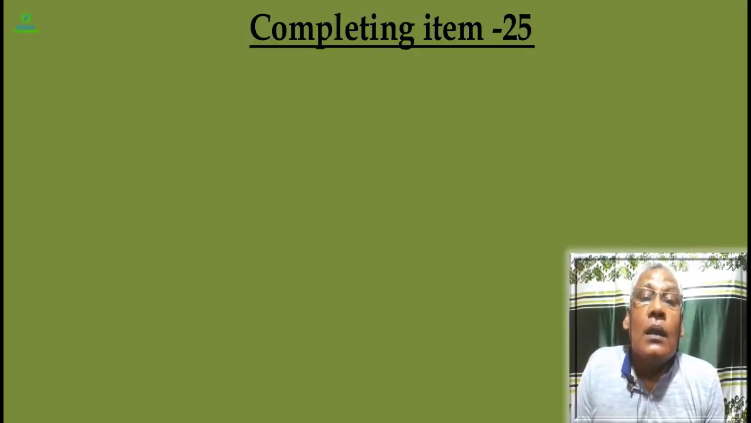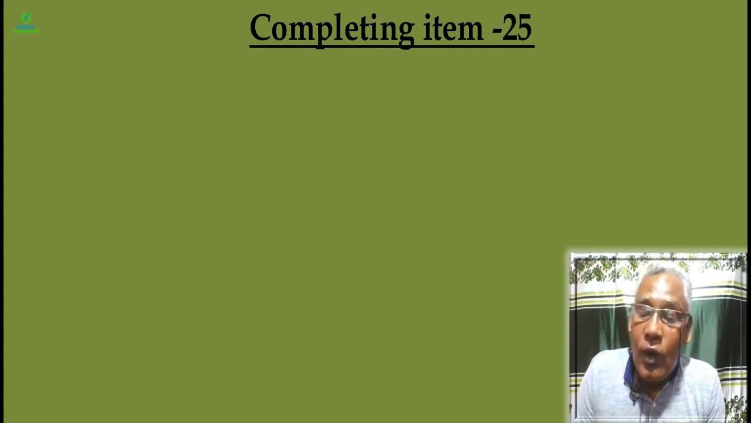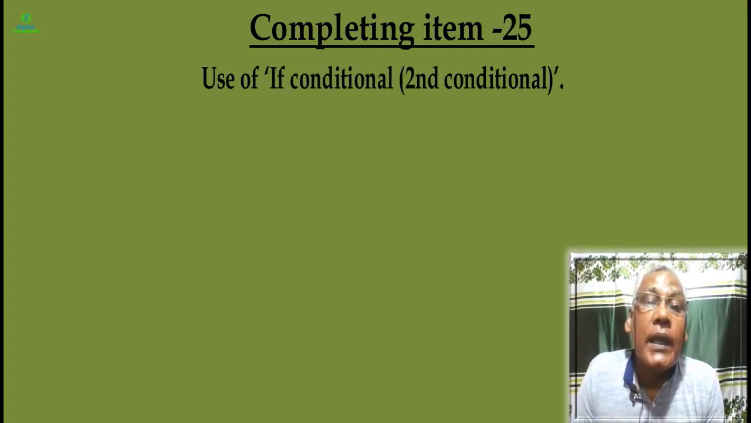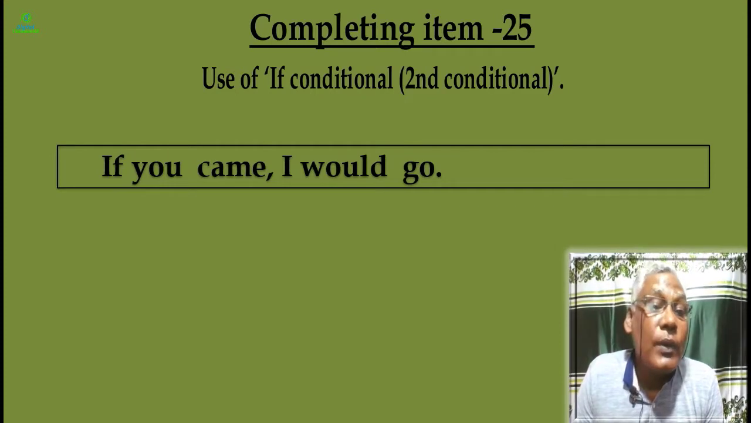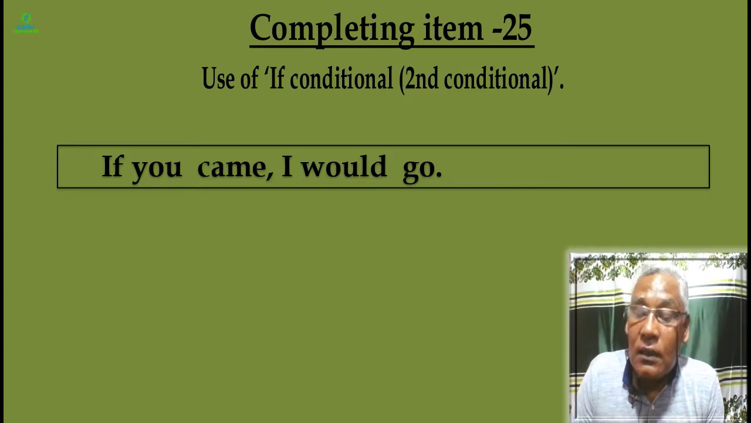Now completing item 25. Okay, use of if conditional, that means second conditional. So what is second conditional? If you came, I would go. If you came, I would go. So look at the verb in the first clause, came, that means verb 2, and in the second clause would has been used here.